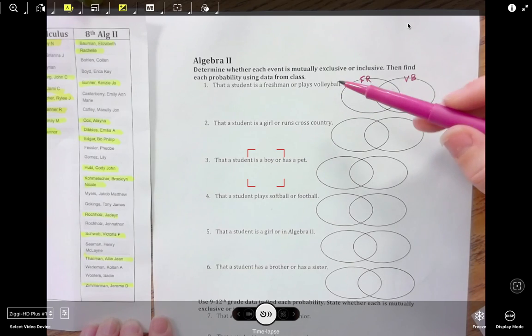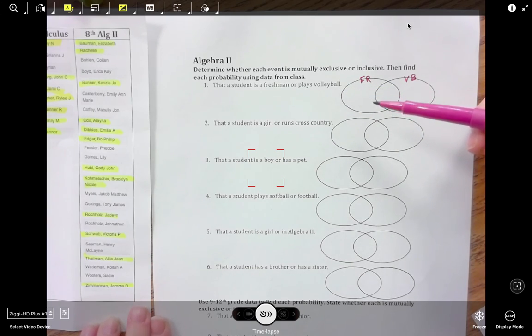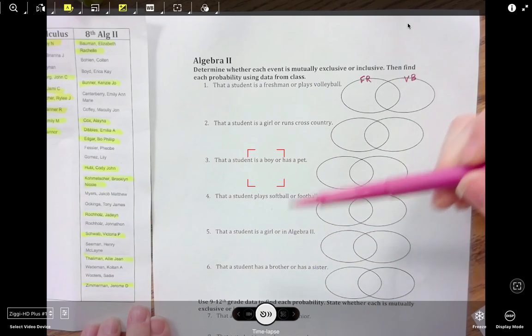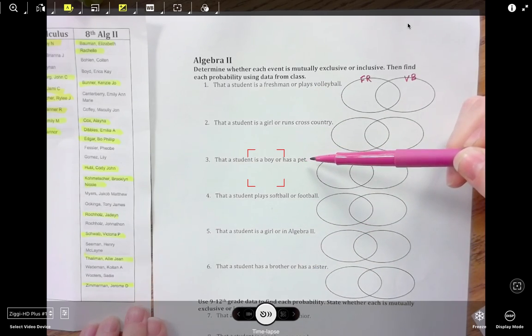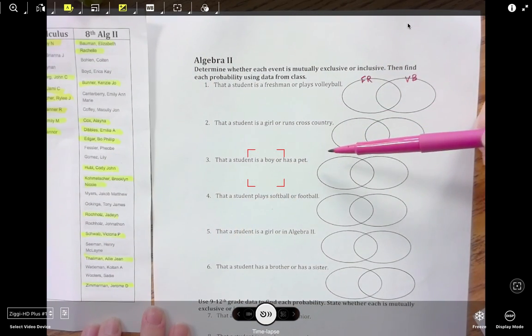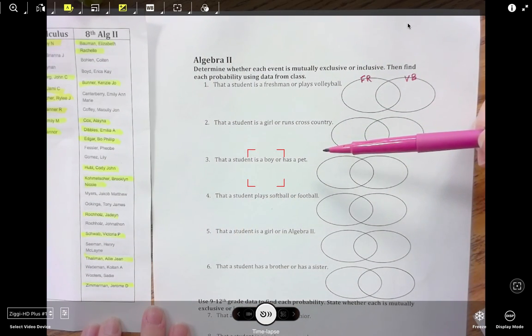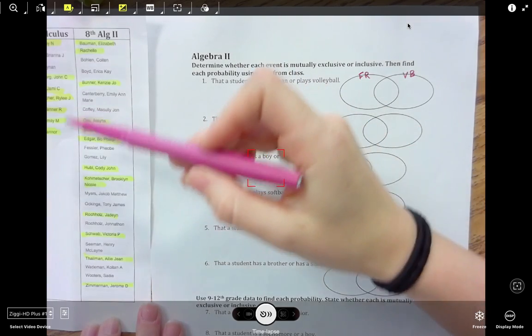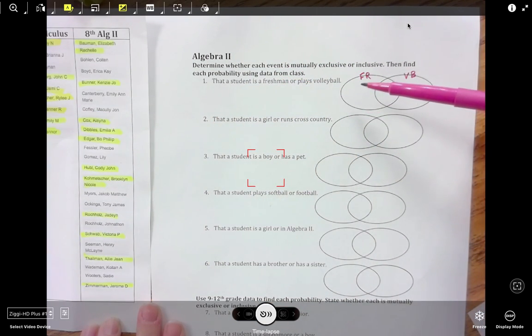So that a student is a freshman and plays volleyball. Some of these you won't be able to figure out until we come back together, like the student is a boy or has a pet. You could figure out the boy part using this list, but the people who have a pet, unless you go around and ask everybody in the room, we'll wait to fill that in until we come back together tomorrow. So I'll ask that question. But go through and fill out any of these that you can. Looking at this list, fill in who is all a freshman and who all plays volleyball.